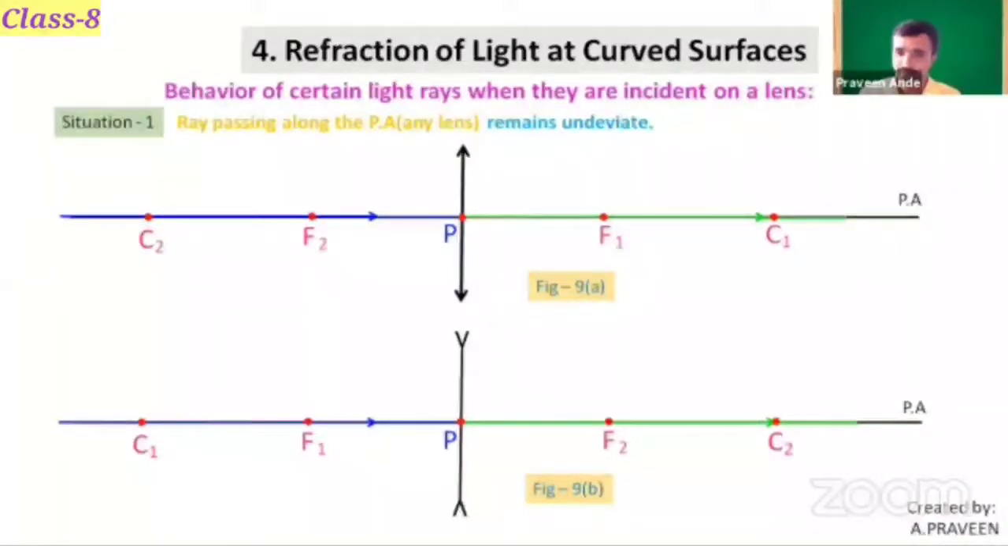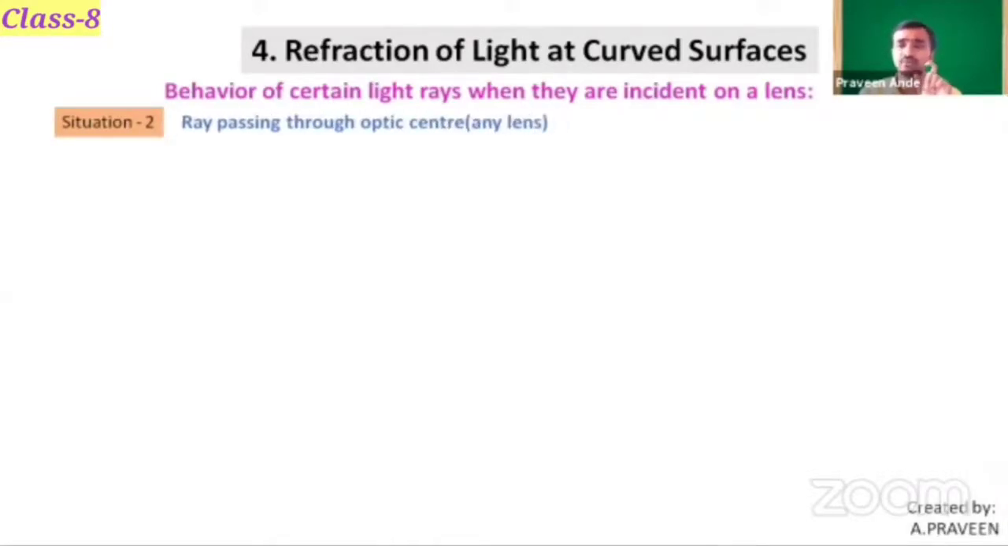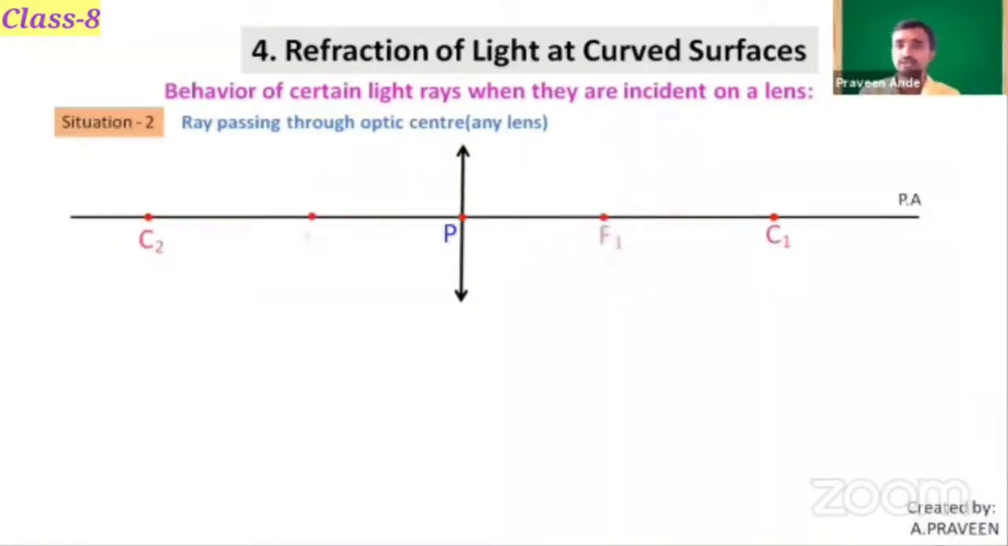Is it clear? Situation number 2. So what is the situation I am selecting here? Simply the behavior of a light ray before refraction here. How is it? It is passing through the optic center of the lens, right? It may be a concave lens or a convex lens. So first I will choose the convex lens. So complete the process as we discussed in the previous case, right? I got all the points: double convex lens, principal axis, centers of curvature, focal points.